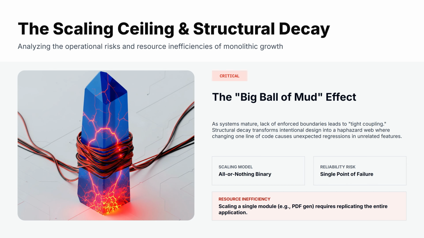The challenges of the monolith emerge as the application matures and the engineering team expands. In many cases, the lack of strictly enforced boundaries leads to tight coupling, where different parts of the application become so interdependent that changing one line of code causes unexpected regressions in unrelated features. This structural decay often results in the big ball of mud, a system where the architecture is dictated by haphazard growth rather than intentional design.